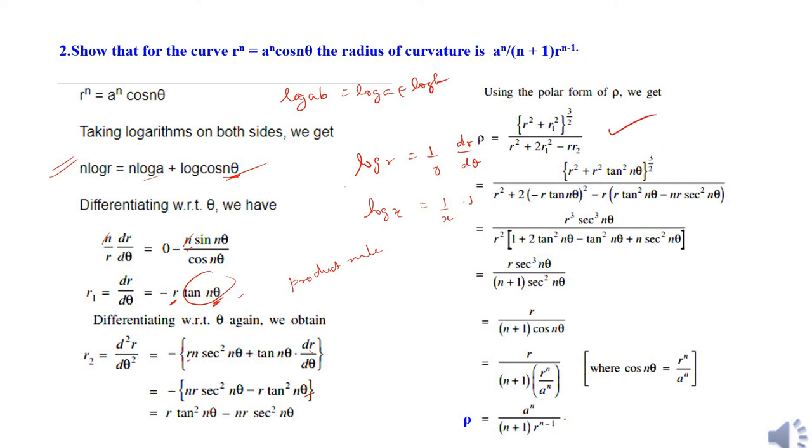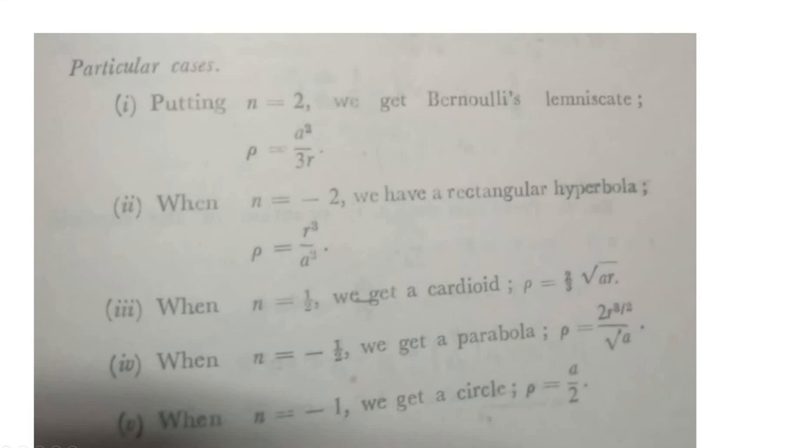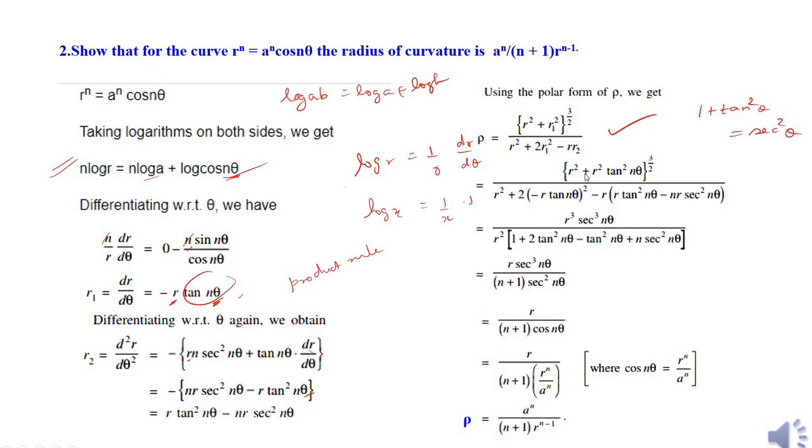Just substitute for various values of n, what is this rho? That is given in the formula on the next slide. 1 plus tan square theta is secant square theta. You get this, and just simplify this. You get these values: 1 plus 2 tan square n theta, 2 tan square n theta minus tan square n theta from here, and r square is taken out. That's why we have all this, and we have 2 tan square minus tan square, and 1 plus tan square is secant square.